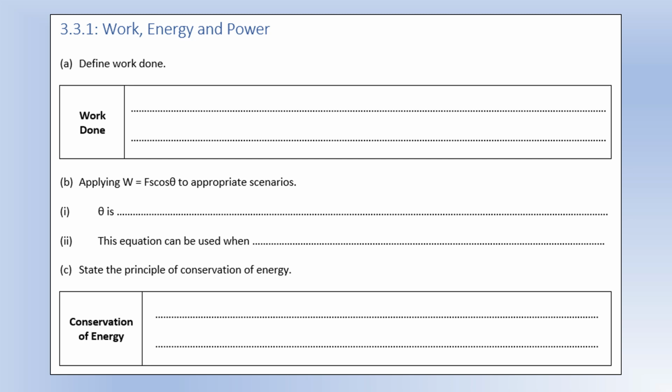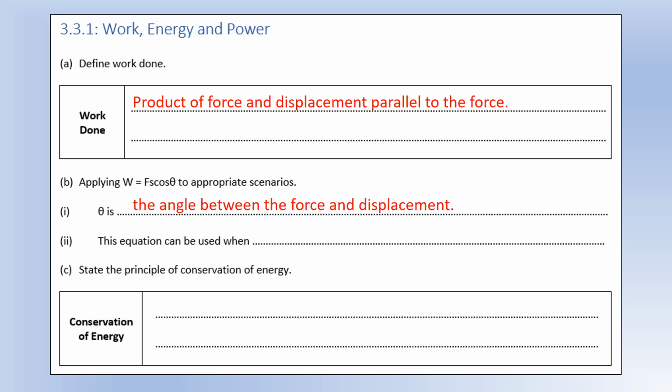All right, so now you've worked your way through. Work done is the product of force and displacement parallel to the force. We often calculate work done using W equals Fs cosine theta, where theta is the angle between the force and the displacement, but this equation is only a valid method if the force is constant. Otherwise, we have to use the area under a force displacement graph.